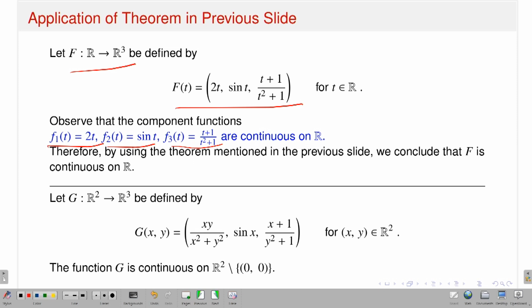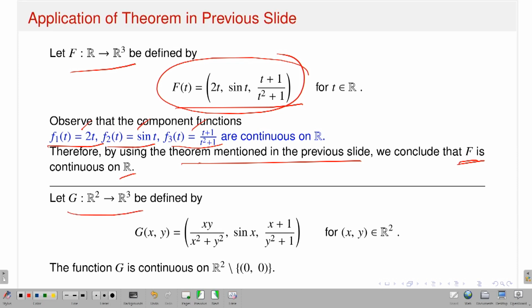Each of these is a real valued function from R to R, and these are the continuous component functions of capital F. The first is a continuous function, the sine function is a continuous function, and the third is a quotient of two continuous functions, which is continuous. Therefore, all the component functions of capital F are continuous, and by my earlier theorem, the function capital F is continuous. So, by using the theorem mentioned in my earlier slides, I can talk about the continuity of capital F on R. Using the continuity of the component functions, I can talk about the continuity of capital F.